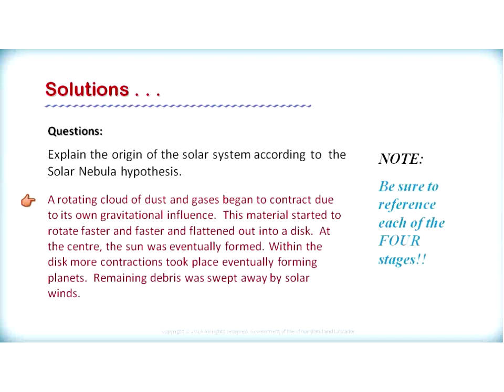The first stage states that a rotating cloud of dust and gas began to contract due to its own gravitational force. So the key point here is you have a rotating cloud of dust and gases, and they contracted under its own gravitational influence.